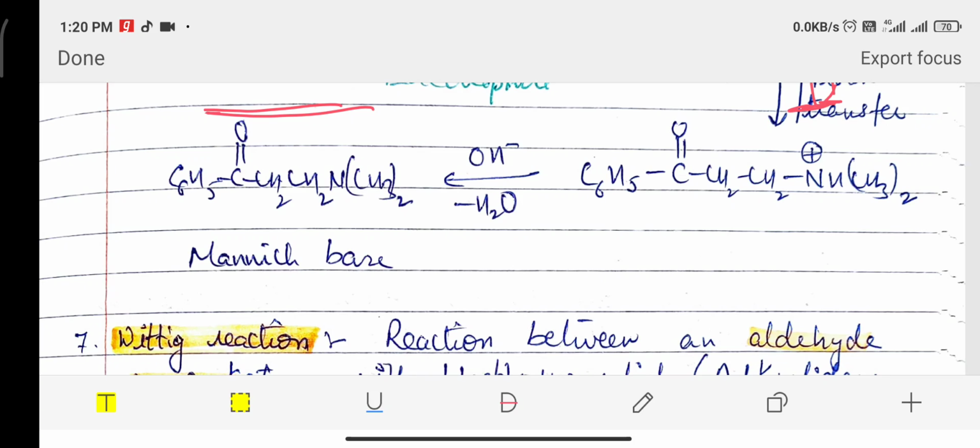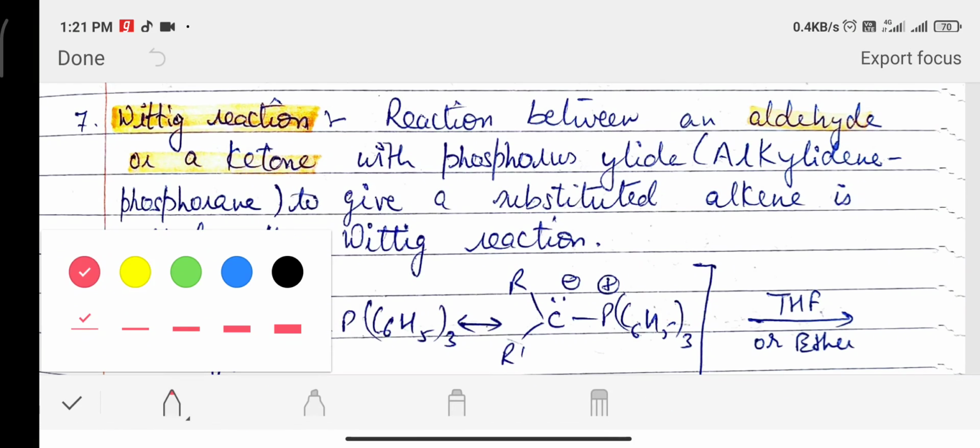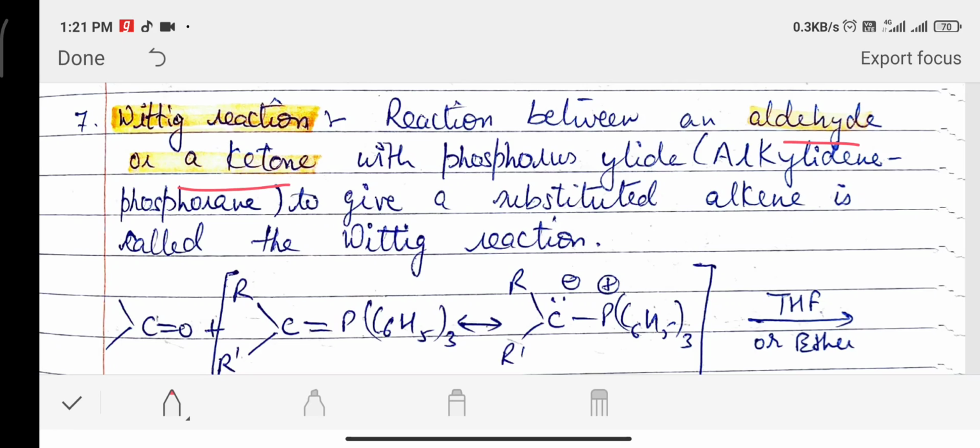So next is the Wittig reaction. The Wittig reaction is a reaction in which an aldehyde or a ketone reacts with a phosphorus ylide, that is an alkylidene phosphorane, to give a substituted alkene, and this reaction is called the Wittig reaction. In this reaction, the aldehyde or ketone reacts with a phosphorus ylide, that is P double bond C with alkyl groups. This is the phosphorane group, and this is the alkylidene. Alkylidene means a double bond is present, and two alkyl groups are attached.